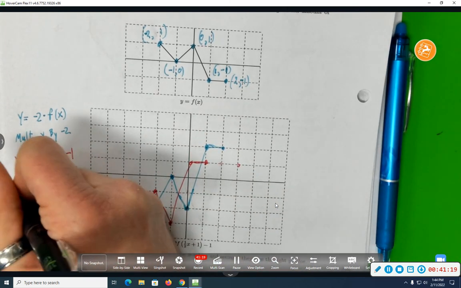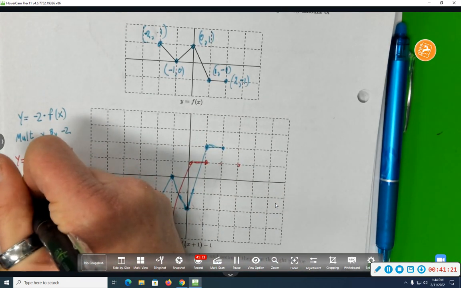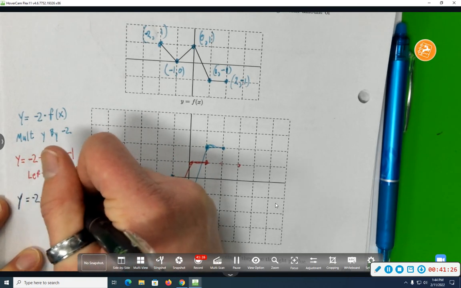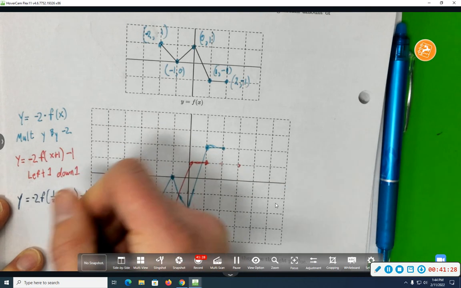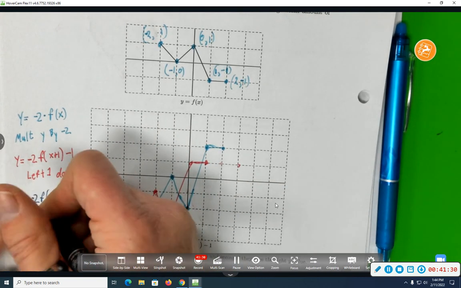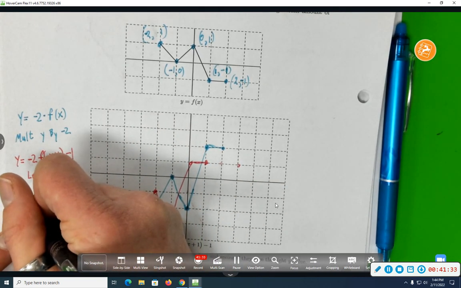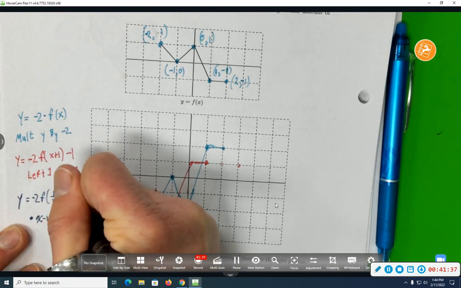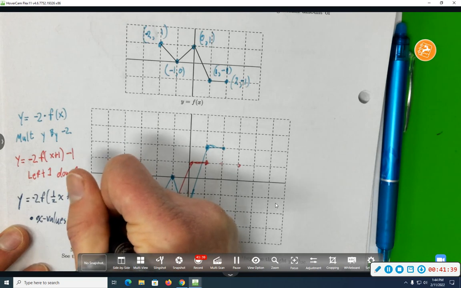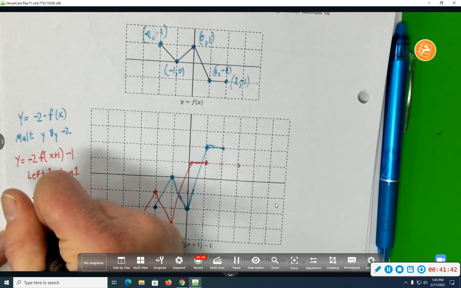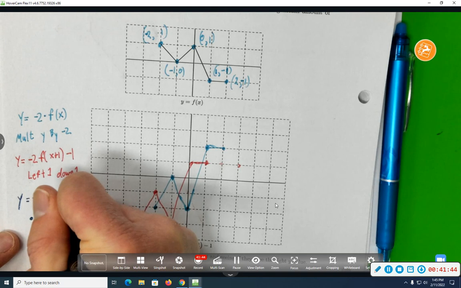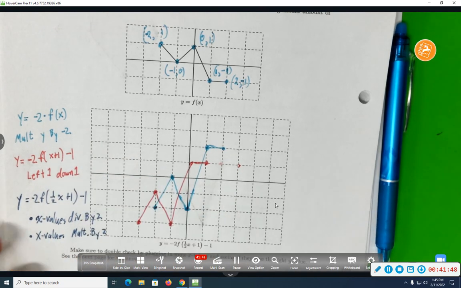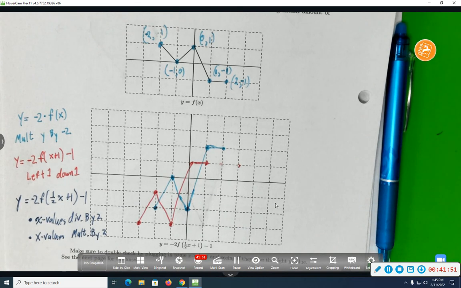Multiply x values by 2. Y equals negative 2f of 1/2 x plus 1 minus 1. And maybe I'll write that in the obtuse way and then the correct way. So x values divided by 1/2, but that means the same thing as x values will get multiplied by 2. Divided by 1/2. Thank you.